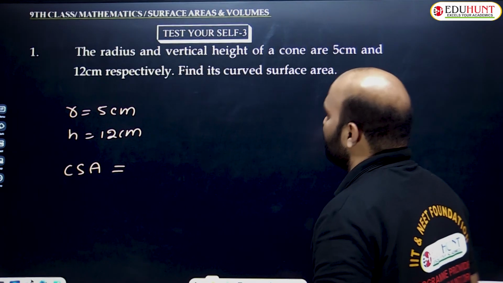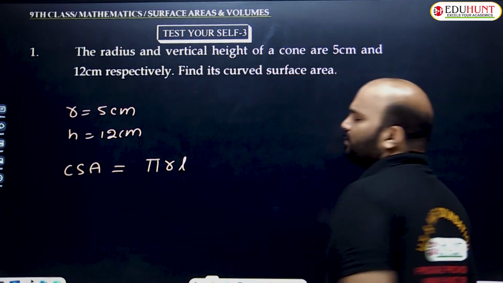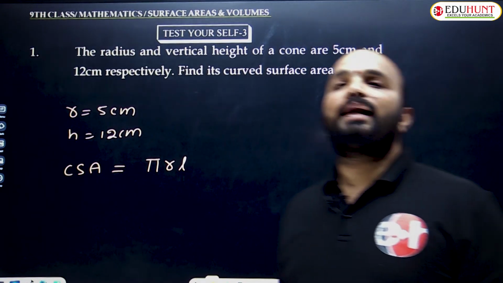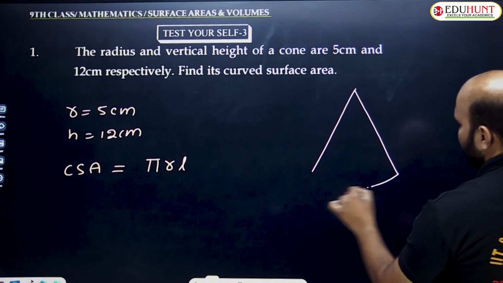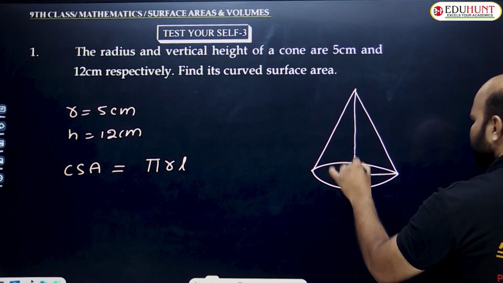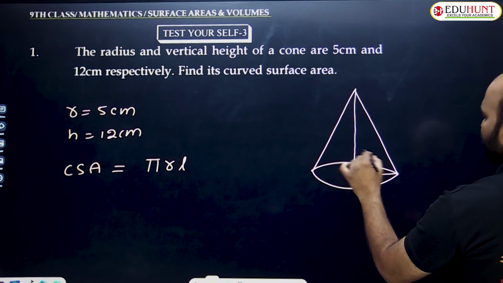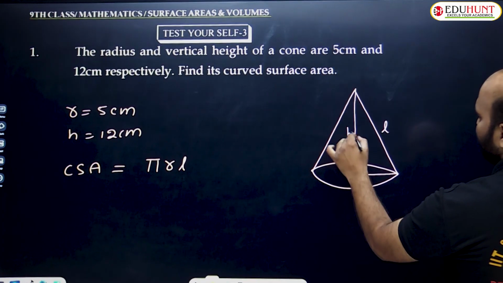The curved surface area of the cone is pi r L, where L stands for the slant height. So this is a cone, it has a radius and a height. Height means the perpendicular line, the altitude in the right angle triangle. This is L, this is the height, this is r.